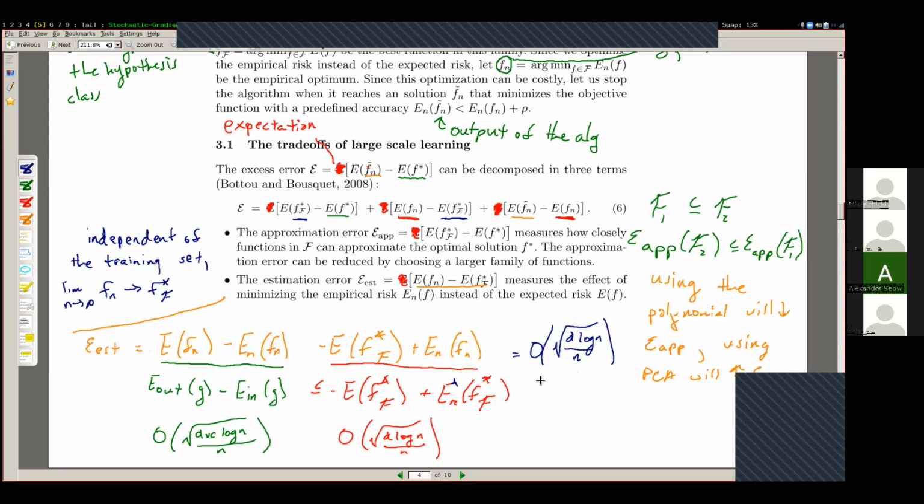And so that's, again, why this sentence up here says that it measures the effect of minimizing this empirical risk instead of the expected risk. That's exactly why we were talking about the VC dimension in the first place. And so we get the same exact bound. Any questions on that?